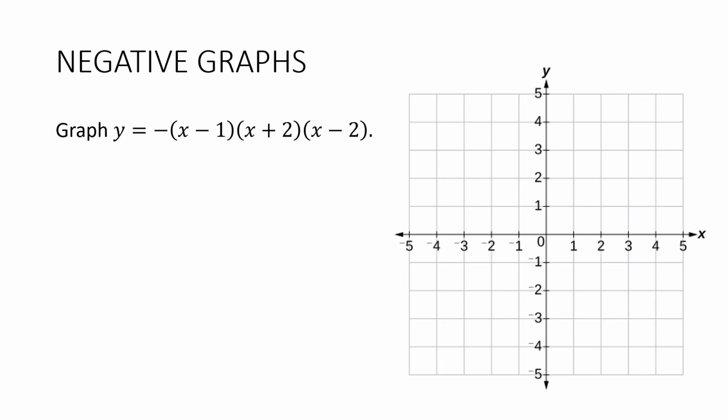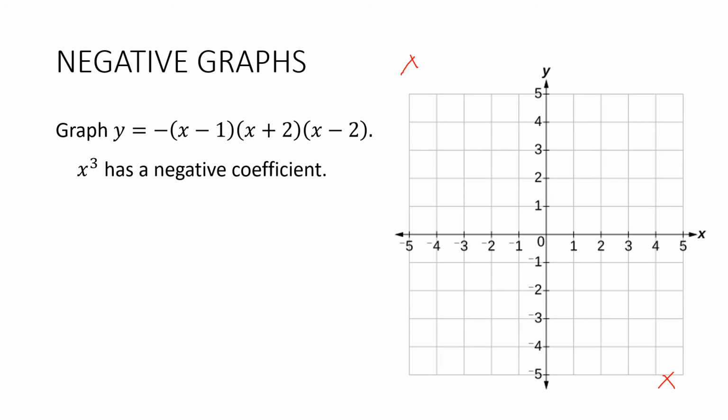All right, let's finish off with a negative graph. So this is a cubic. We can see the highest power is 3. But the coefficient of x cubed is negative. So normally a cubic goes this way. Instead, it's going to flip over the x-axis. It's going to start up here and end up down here. So let's put that in. Starts here, ends down here.